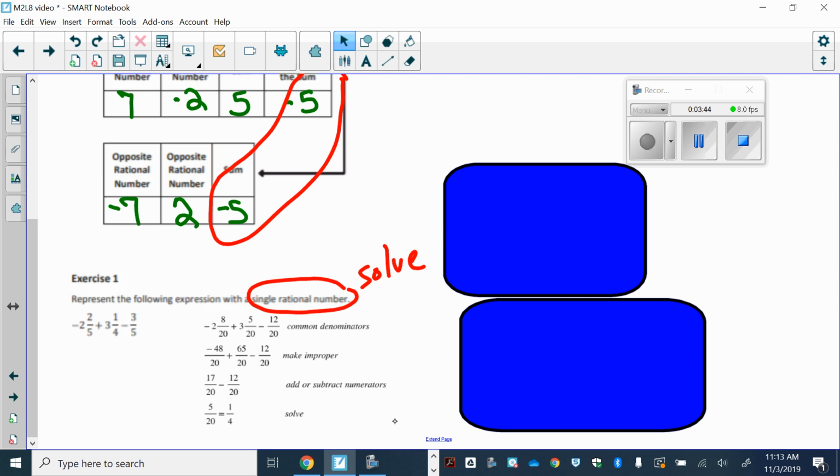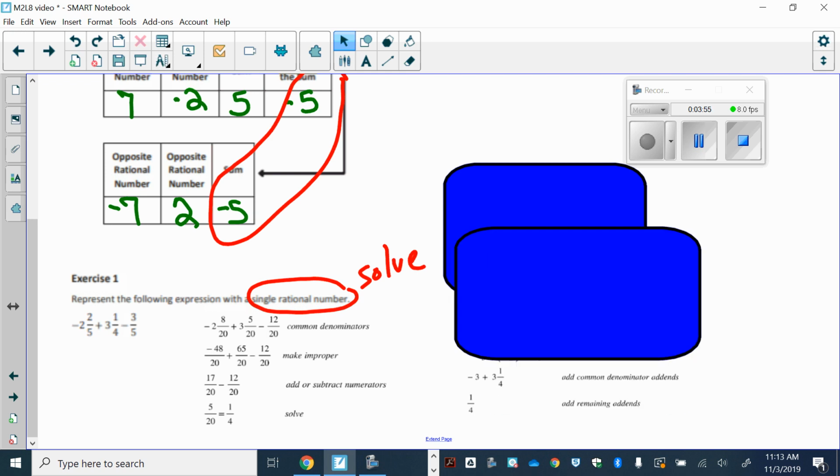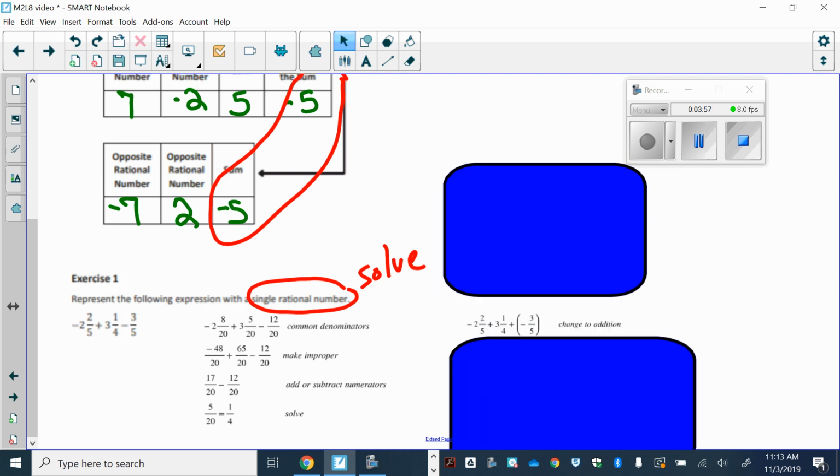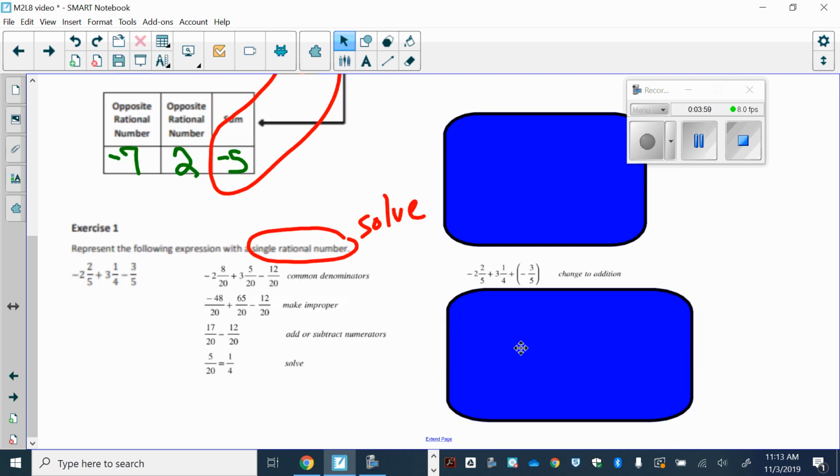Seems like a lot of steps. Seems like a lot of places for mistakes to happen. Let me show you another method. It's new. It might be a little confusing at first, but in the end, I think you might like it. So the first thing I did was I changed my problem from subtraction to all addition. And that's what we've been doing for the last few lessons, so that's not new.